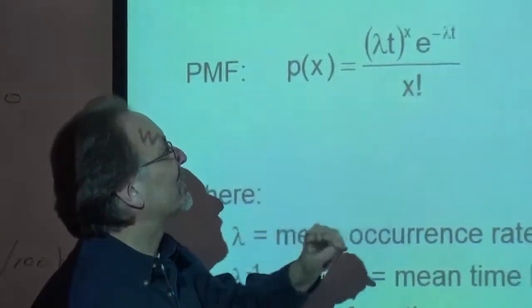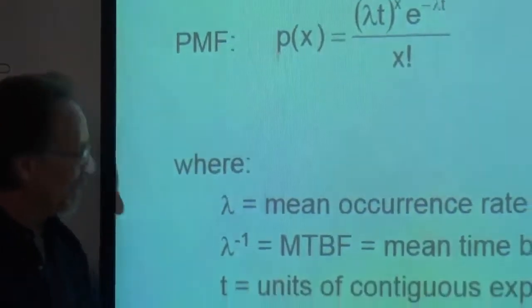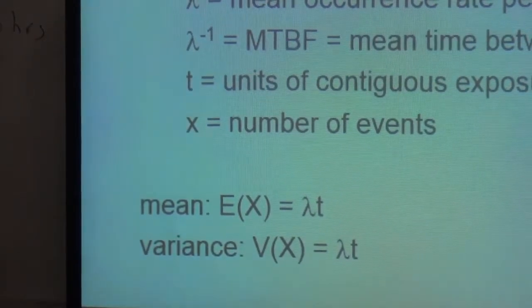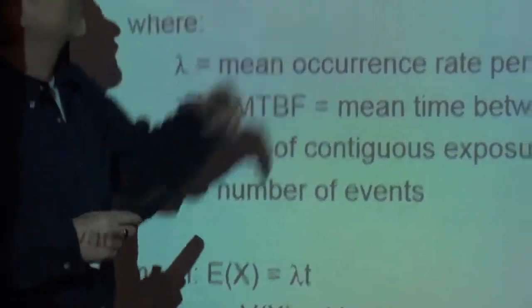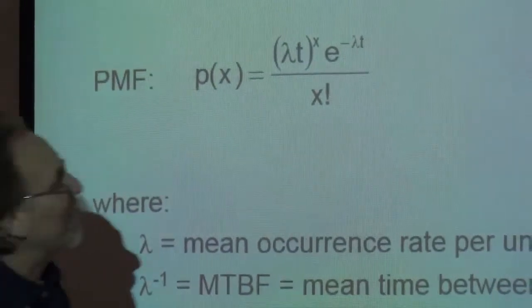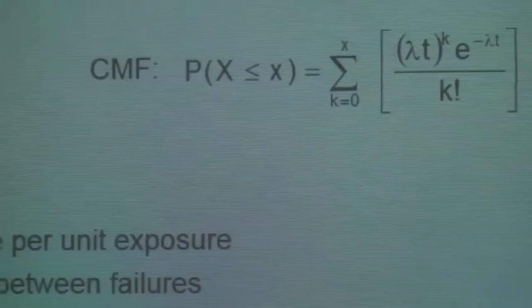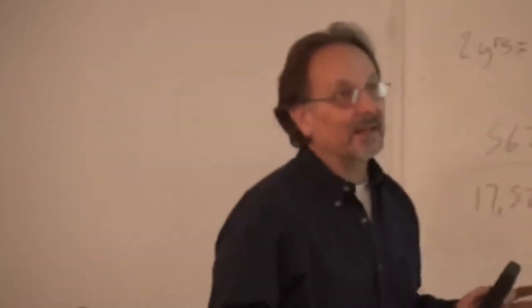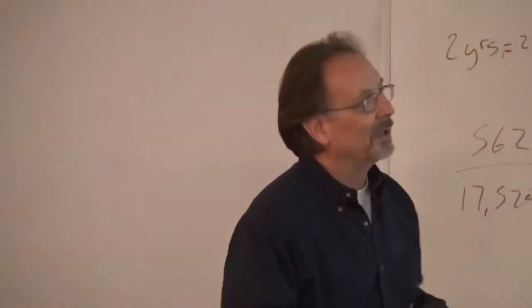Then it's e to the minus lambda t. Notice that lambda t is the parameter that we've calculated, and x factorial in the denominator. We'll come back to the CMF, but you can add subunits of it just like you can with a binomial. This is discrete, so it's just like a binomial distribution. So let's take a look at an example.